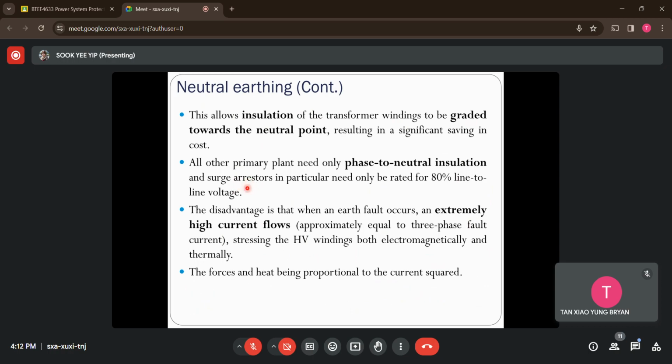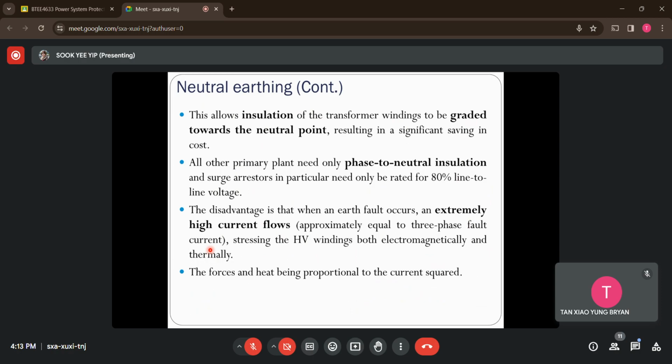The only problem faced is in situations where we have earth fault conditions. What is happening? The problematic phase is expected to have a high fault current value. The magnitude of this current is super high, approximately that of the three-phase fault current, which is the highest fault current you can find in the power system.